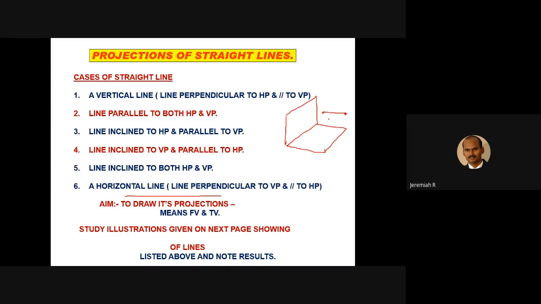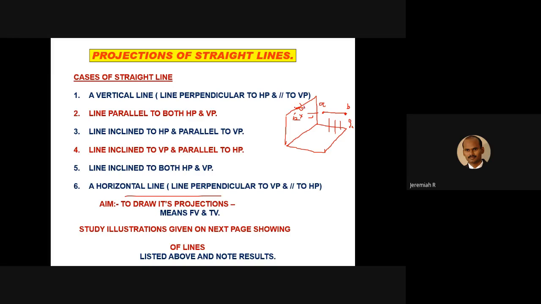A line is perpendicular to VP. When you say perpendicular, the angle between this line and this line should be 90 degrees. And parallel to the horizontal plane, when you say parallel, the distance should be equal. So this is A and B. Just see in the front view what you get. You see from here, so point B is visible. You get a point here. B dash is visible, but A dash is at the back side.